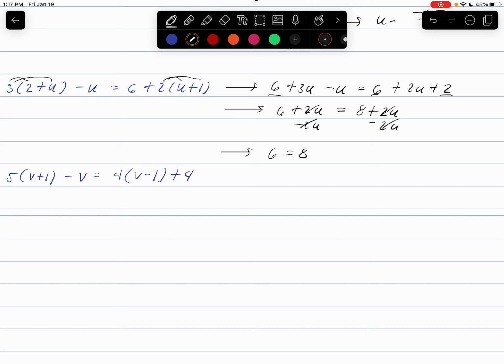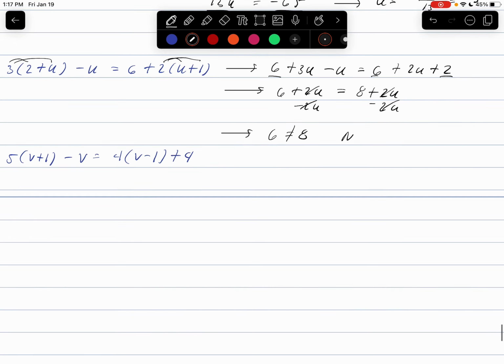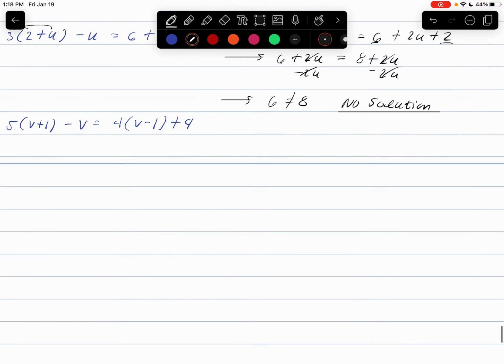So if you do all of your distributions, cancellations, combining like terms, you go through all of these steps, and you end up with some equality here that isn't actually equal. It's nonsense. Okay, obviously these are not equal. 6 is not equal to 8. If you end up with something like that, we have a way of handling this. We say there is no solution to this equation. So your actual answer is going to be no solution. And I think on ALEKS, there's just a little box you check for no solution if you end up with an equation that's going to have no solution. Okay? So this would have no solution.